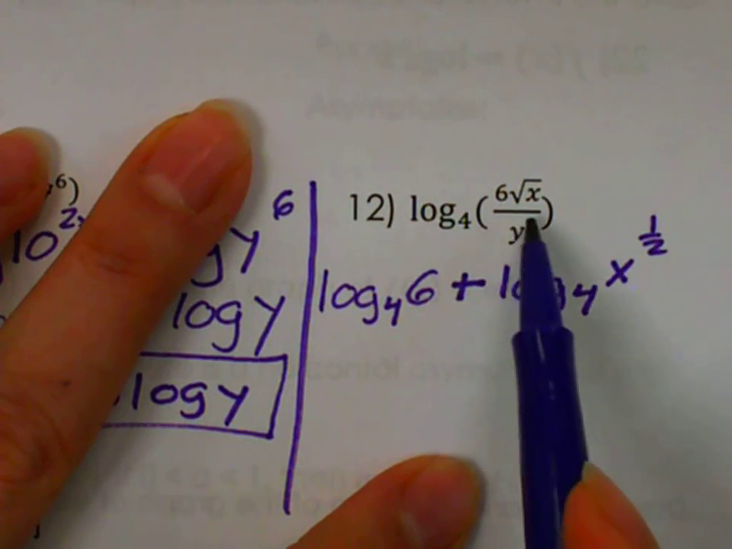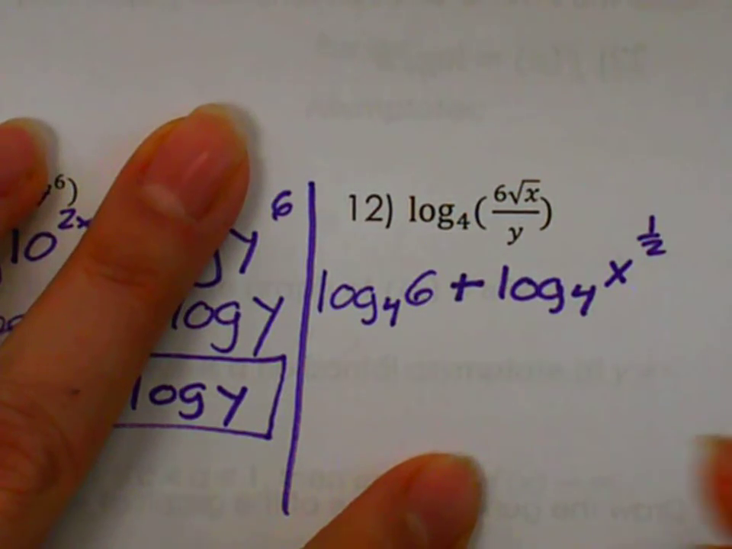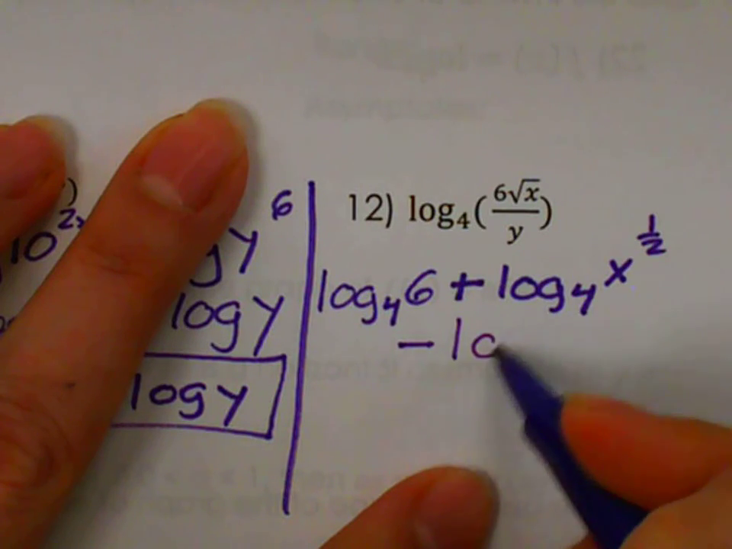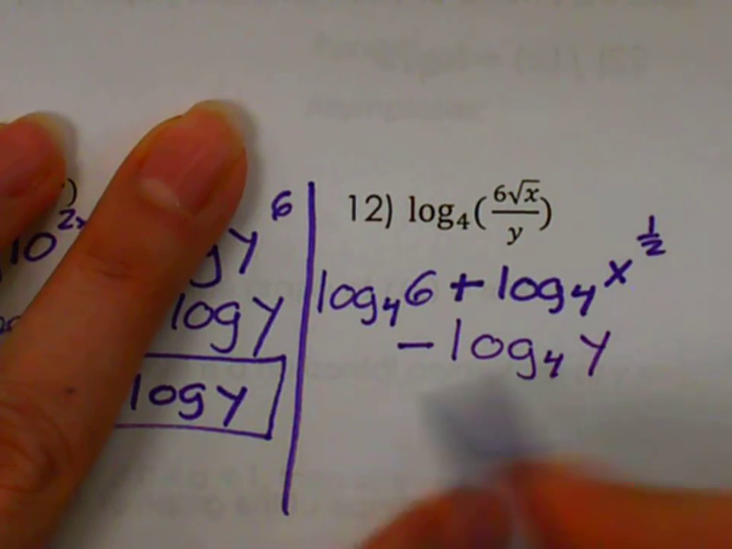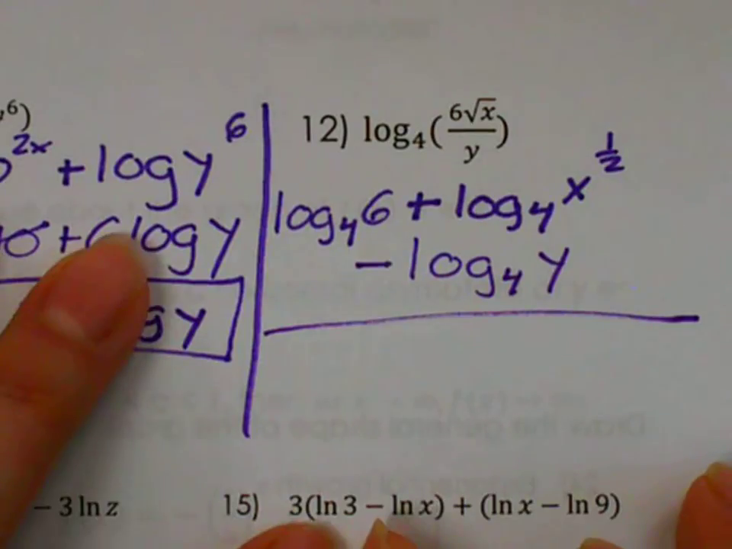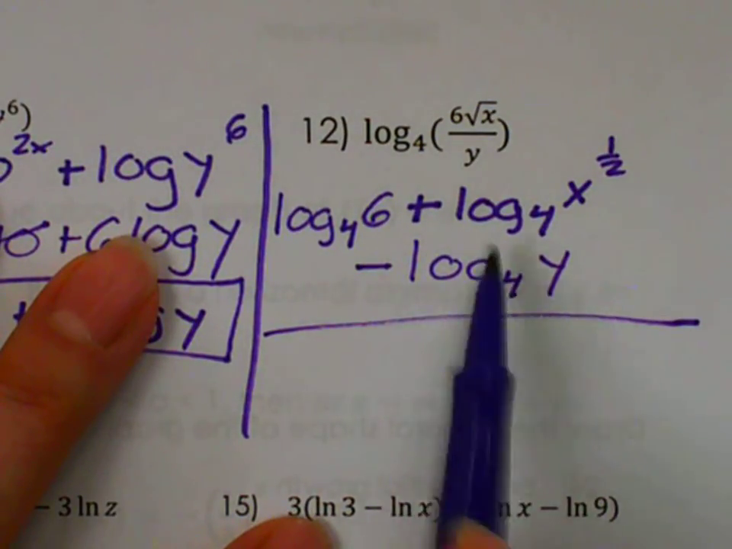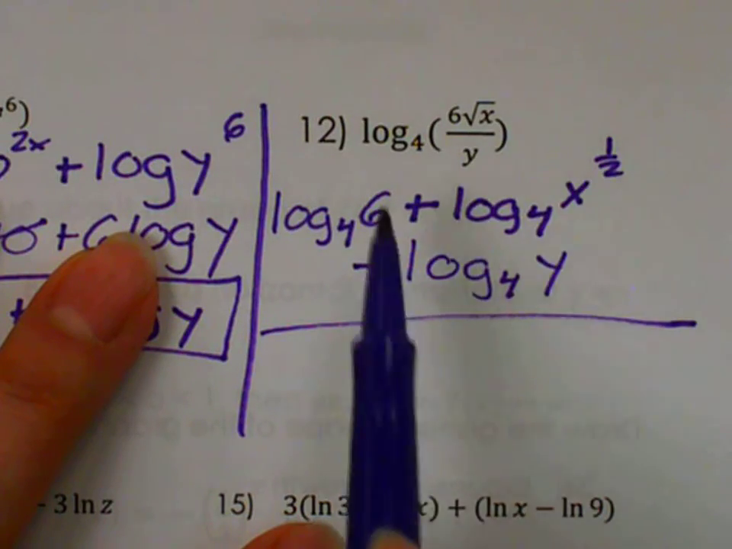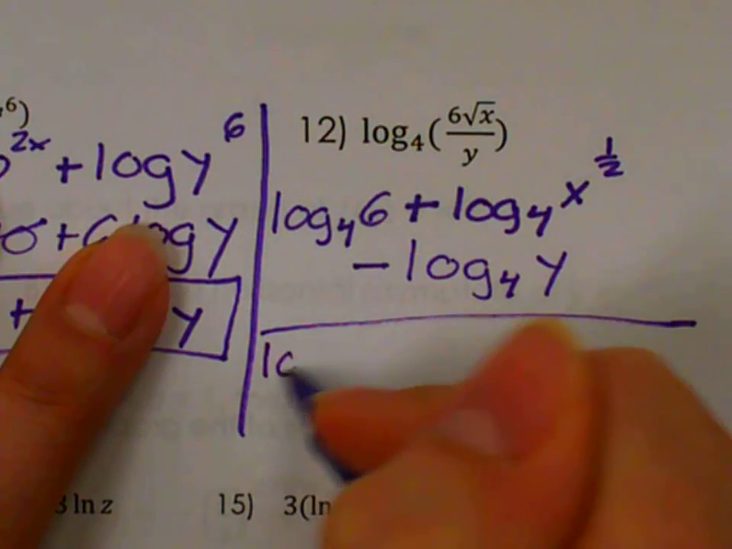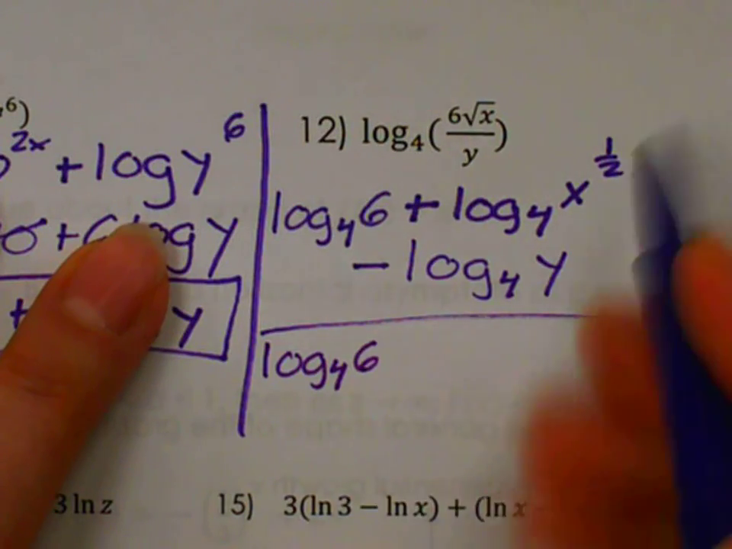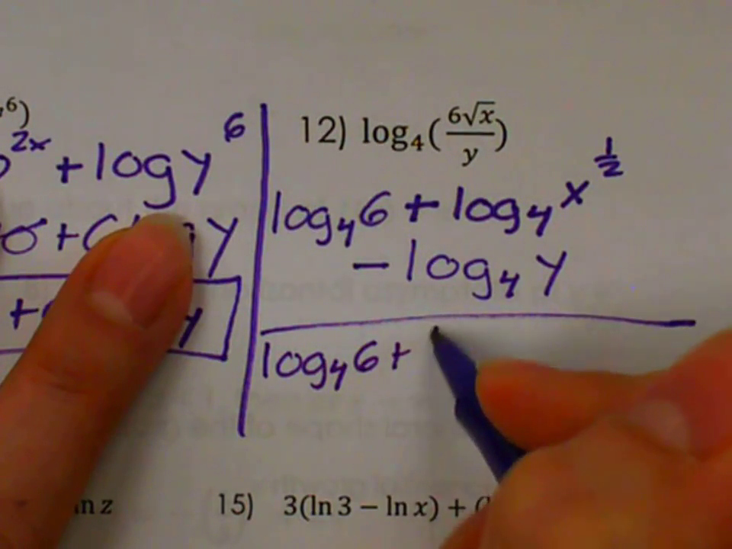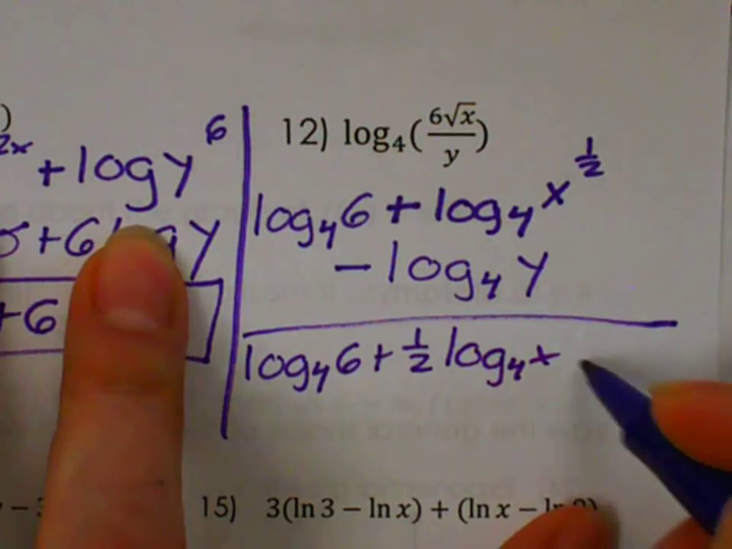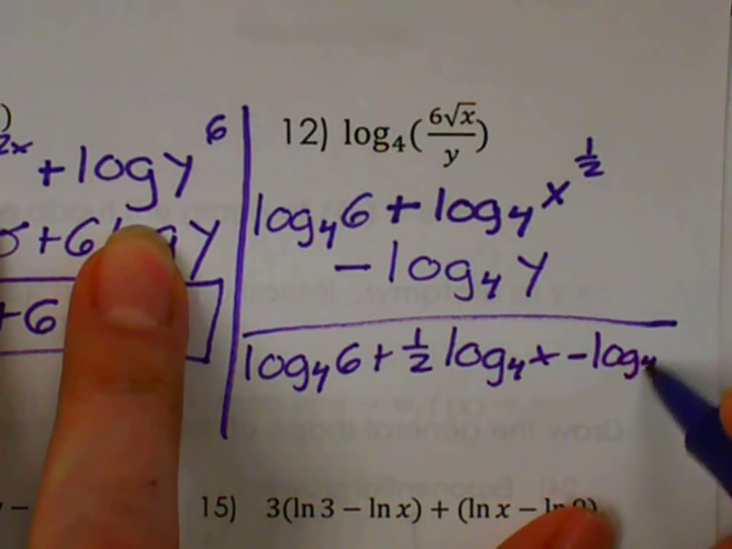And then lastly, I'm running out of space. I'm going to try to squeeze. Well, maybe I'll write it below. That division sign turns into subtraction. So again, log base 4 of y. All right. So then I'm drawing this line just to separate because I didn't have room on one line to do this. So my last step here is I'm going to bring this power down and multiply it. So log base 4 of 6 stays the same. The 1/2 comes down, it gets multiplied. So 1/2 times log base 4 of x minus log base 4 of y.